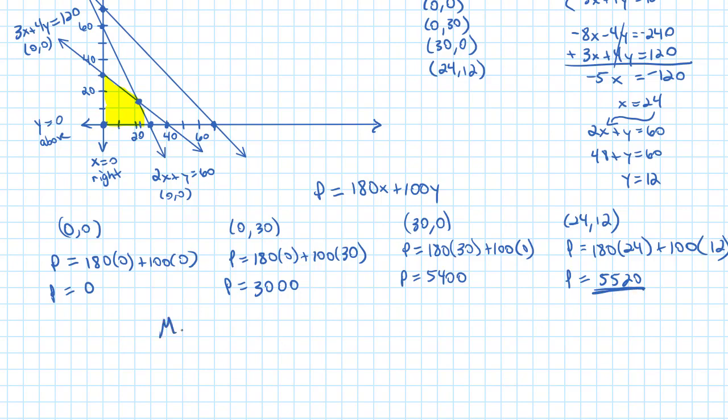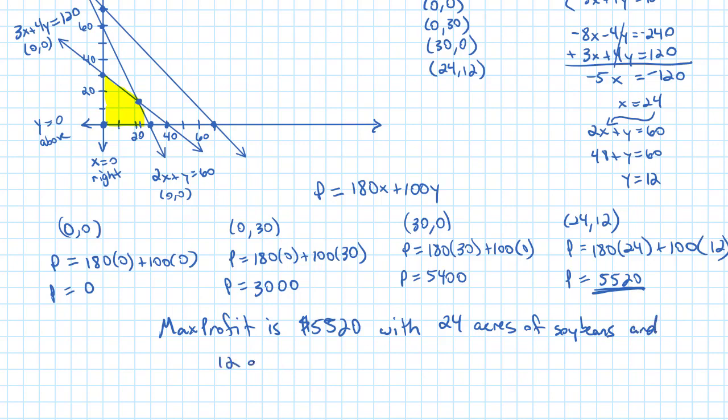So the maximum profit is $5,520, with 24 acres of soybeans and 12 acres of wheat.